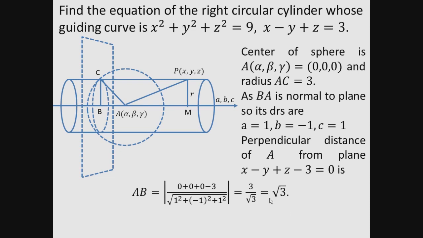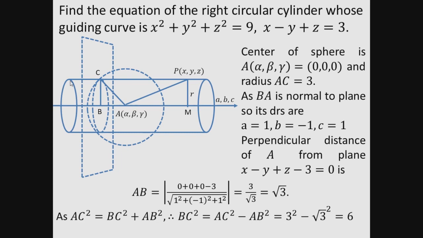That gives us 0 plus 0 plus 0 minus 3 over the square root of 1 square plus minus 1 square plus 1 square, and that comes out to be 3 by root 3, that is root 3. So AB is root 3, AC is 3, and we make use of that to get BC. So AC square equals BC square plus AB square. Therefore BC square is equal to AC square minus AB square. Putting the values of AC and AB, we get 3 square minus root 3 square, that is 6. So BC is equal to root 6, that is nothing but the radius. So the radius is root 6.